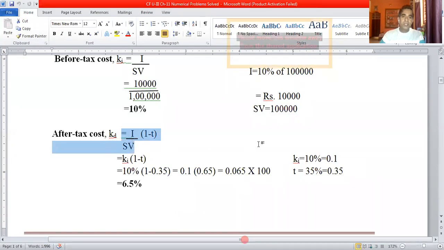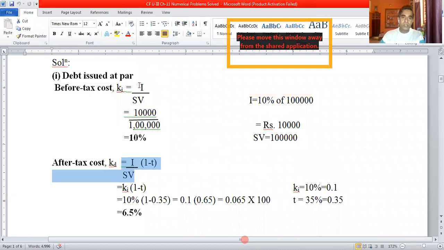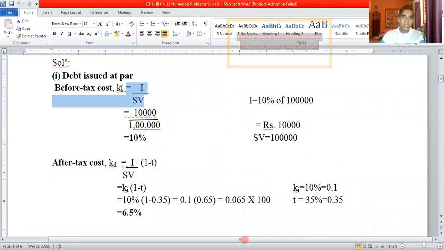I divided by SV into 1 minus T. So what is I divided by SV? Please check here. I divided by SV is nothing but KI. I'll simplify this formula: I divided by SV into 1 minus T. So I divided by SV is nothing but KI.